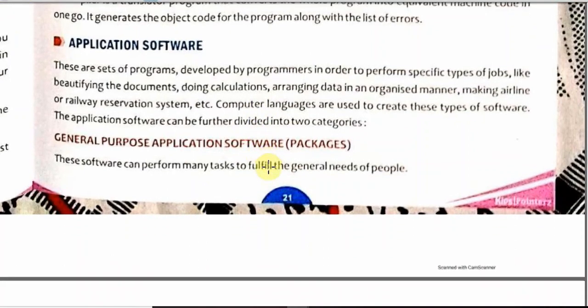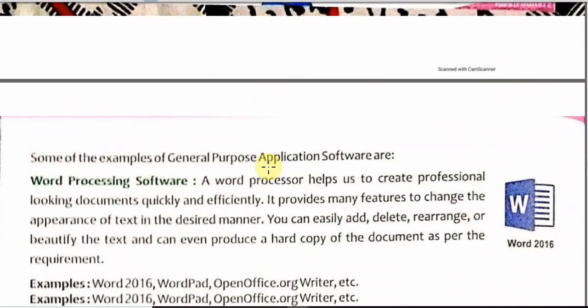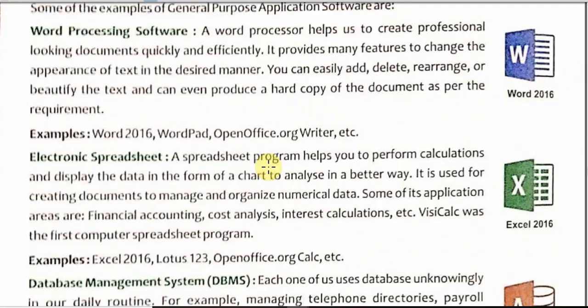These software can be used to perform general tasks, and examples of these general type application software are word processing software. A word processing software helps us to create professional looking documents quickly and efficiently. You can see this is Microsoft Word. This Microsoft Word does the same thing. WordPad and OpenOffice are also word processing software.